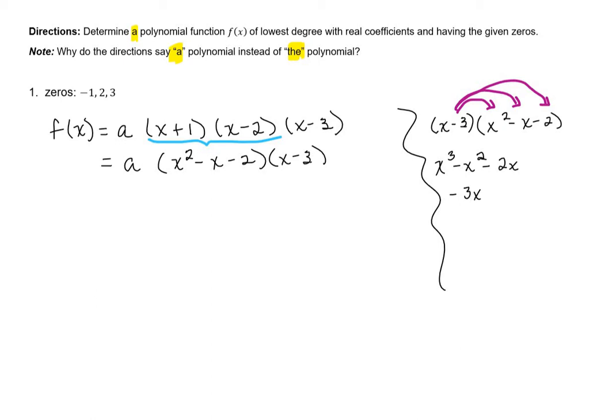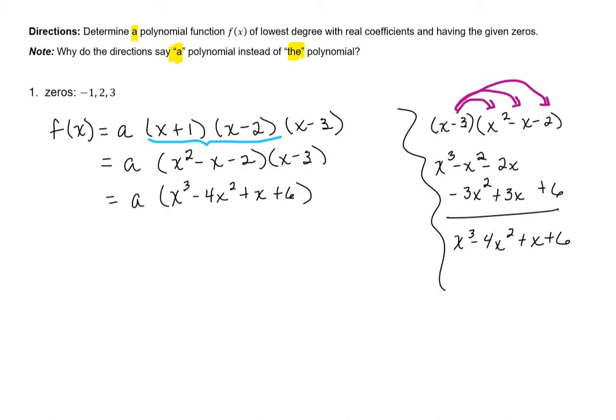-3 times x squared is -3x squared. -3 times -x is positive 3x. -3 times -2 is positive 6. And then when I add that together, I have x cubed minus 4x squared plus x plus 6. Okay, you can see here I've distributed the -3 and combined my like terms, and I've got my answer here of x cubed minus 4x squared plus x plus 6.